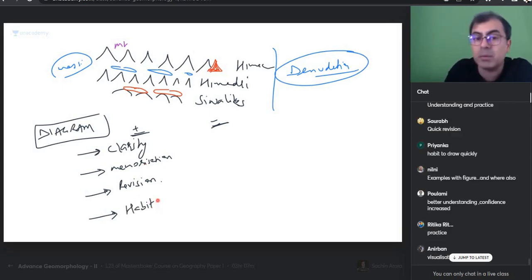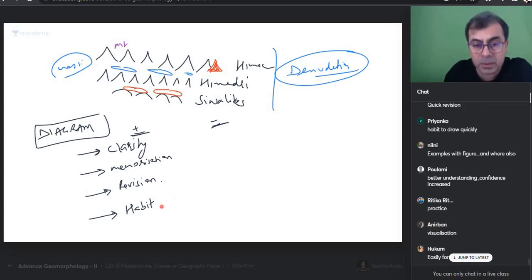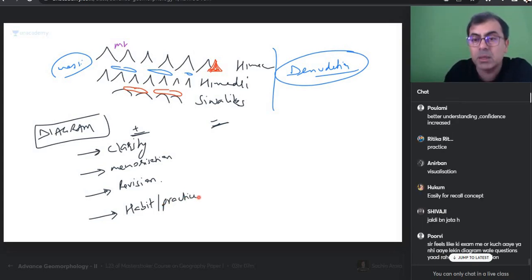There are many people who will not be able to neither think about it nor orient over there. So it's a habit and it's a practice which is developing. So better understanding, it's adding to the confidence. Okay, confidence. You feel that I can also take it on. Ritika is saying practice. Anirban is saying visualization. Okay, so memorization is happening. Okay, easy to recall. So memorization recall is high.